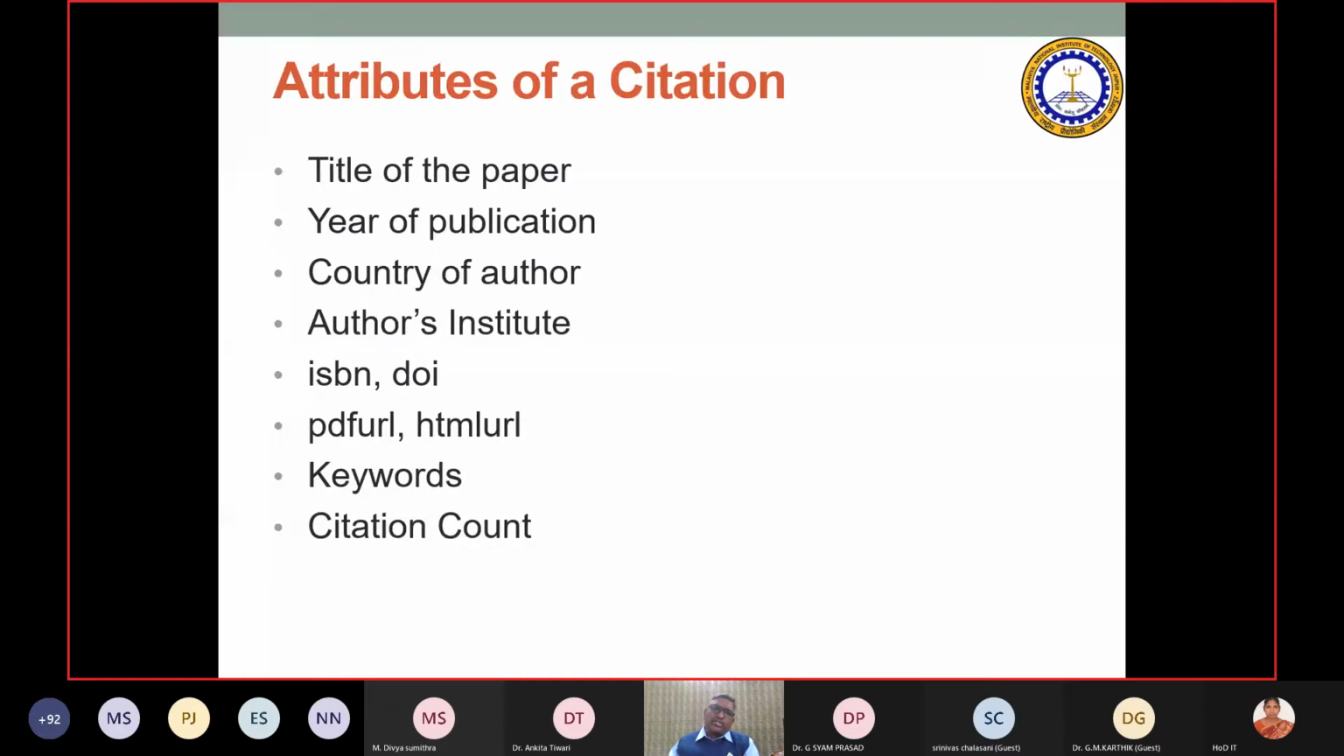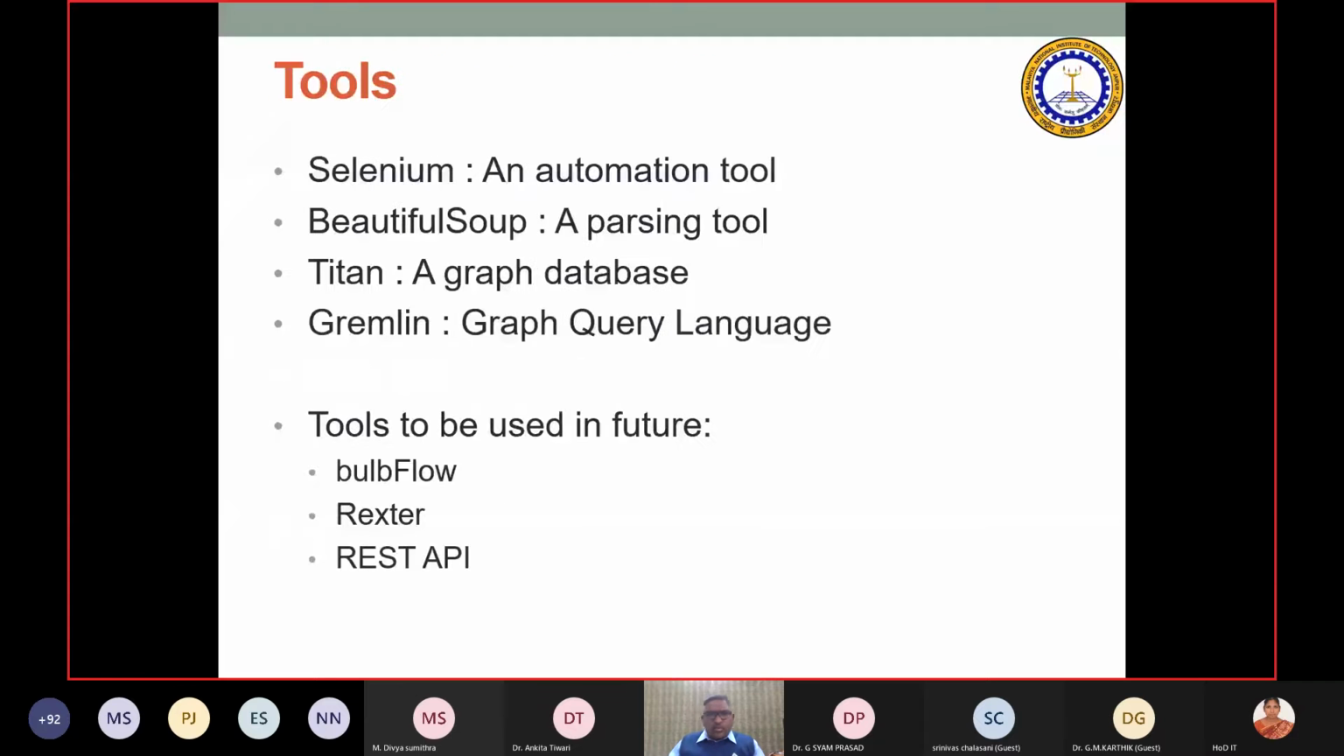So here we have the attributes of a paper: title of the paper, year of the publication, country of the author, author's institute, ISBN number, the PDF, keyword, citation count. All of these were stored. What we used were Selenium, Beautiful Soup, that is a parsing tool, Titan, and Gremlin, the query language, and then we used Bulbflow and Rexster and REST API, which could be used.